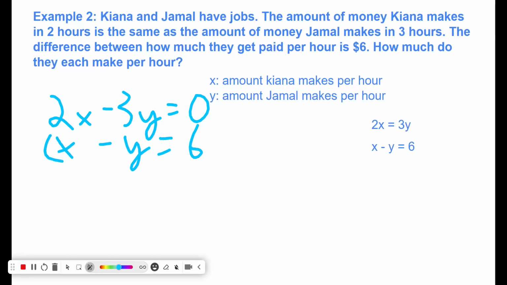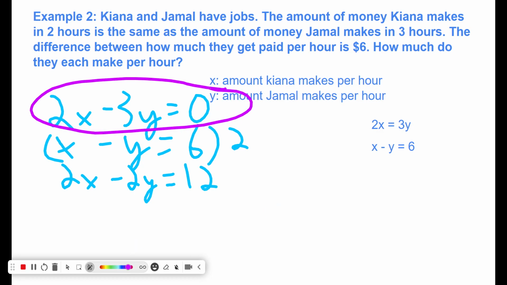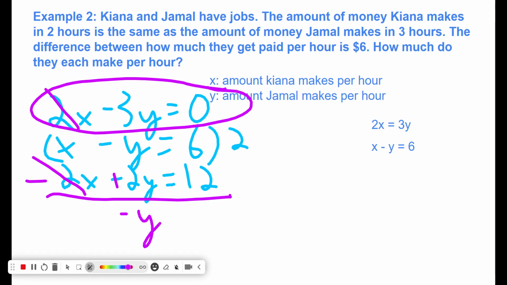I'm going to multiply the bottom one by 2. That's going to give me 2x minus 2y equals 12. And now I'm going to take my top equation here and subtract the bottom one. The x's should eliminate. Negative 3y minus negative 2y is going to be plus 2y. So I got negative y, and then 0 minus 12 equals negative 12.